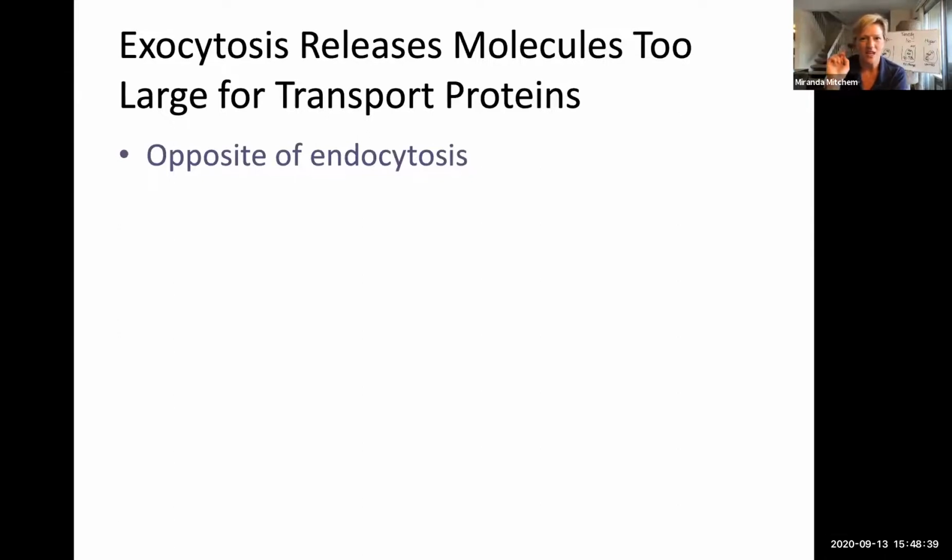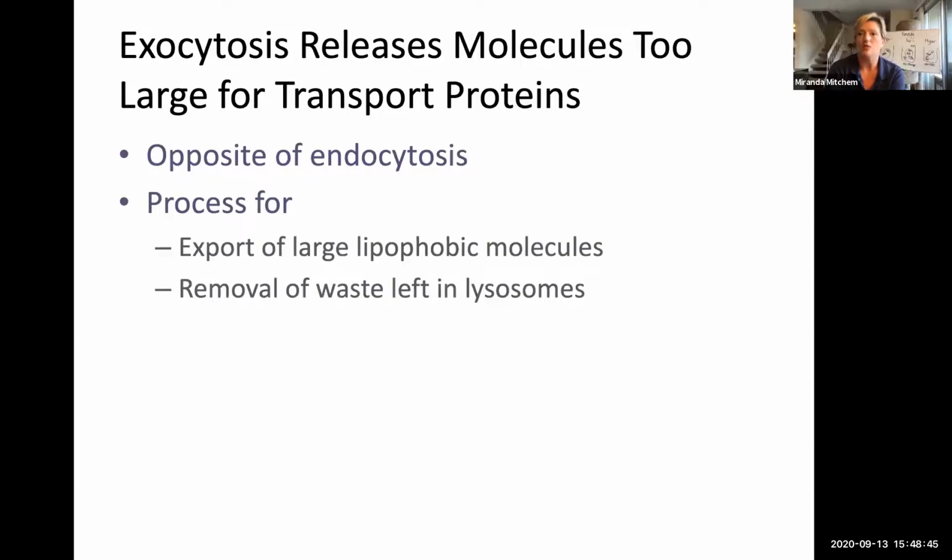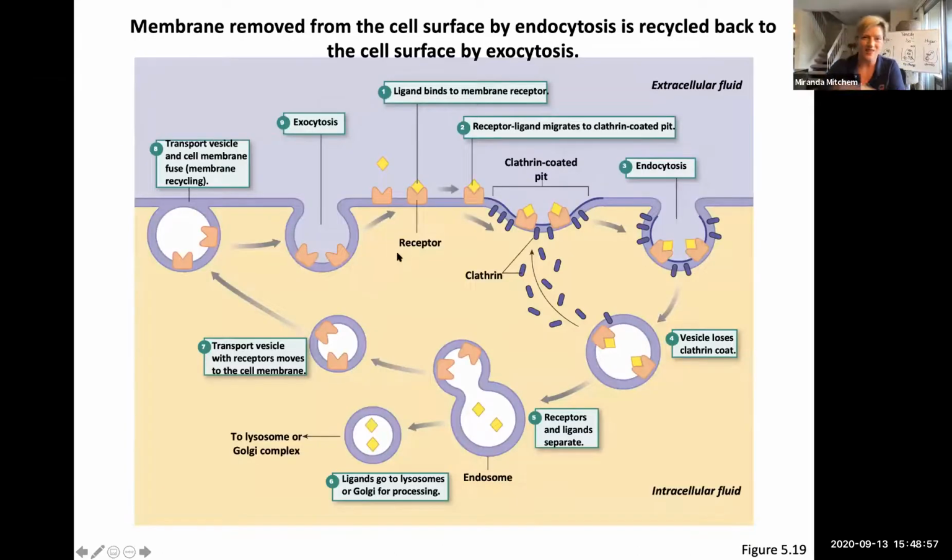So exocytosis is the opposite, moving to the exit of the cell. It's used to get rid of big molecules and waste material that's in those lysosomes. And it's pretty much always happening. So it's constitutive. Cells are always doing it. Okay, so let's look at all of that together in this one big figure.